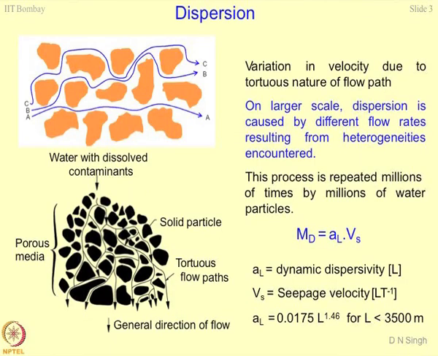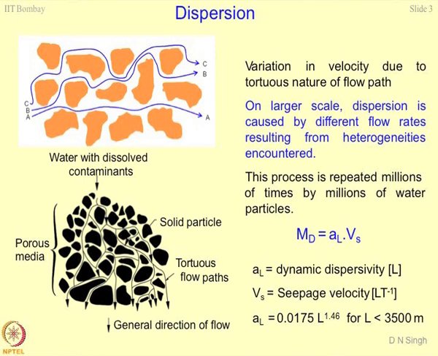Now, if you magnify this model, let us say the solute has different opportunities to travel from one end to another end. One is, solute may adopt a path A to A, it may adopt a path B to B, and it may adopt a path C to C. Now, this is where the concept of tortuosity comes into the picture.